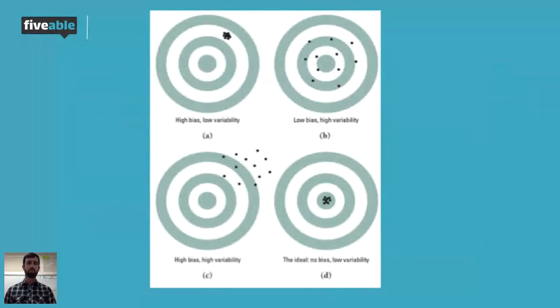It has a great image of the difference between bias and variability. If you look at that top left one, it has high bias because every time I'm sampling, I'm missing the true proportion or the true parameter, which would be in the center. But it has low variability.